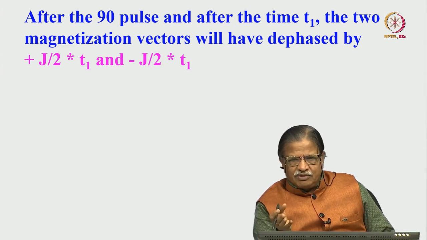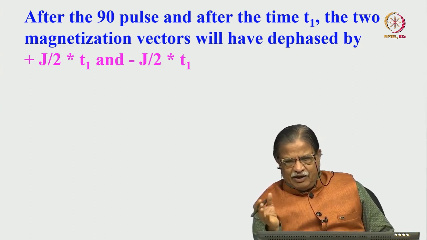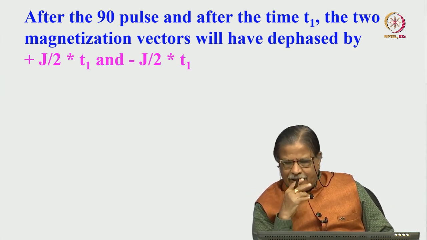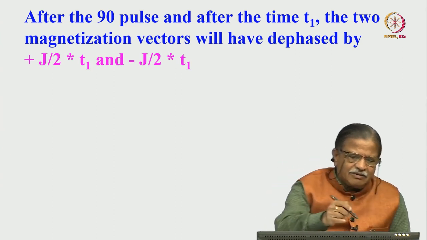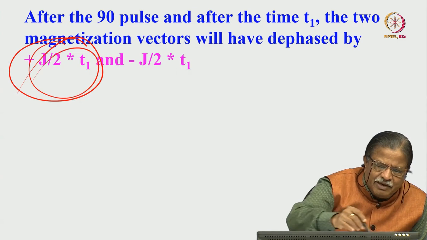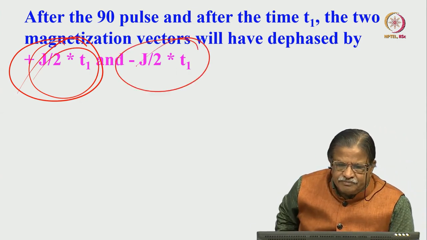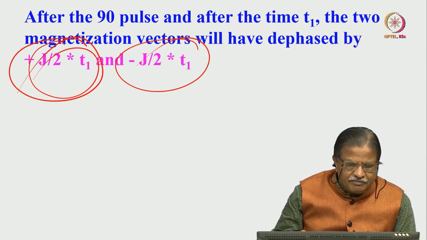And how much does it move? We also calculated, we knew how to calculate, theta is equal to pi times t times J, that we discussed long back. If I know t, I know how much it has moved. So I set the parameter such that after a time, this has moved by J by 2 times t1, and the other has moved by minus J by 2 times t1 in the opposite direction. Both the vector components are moving.